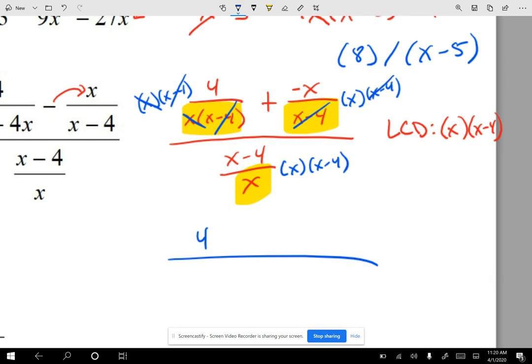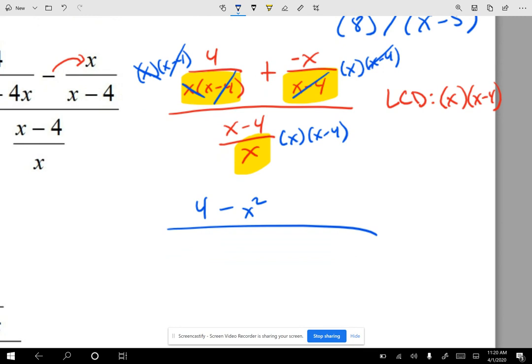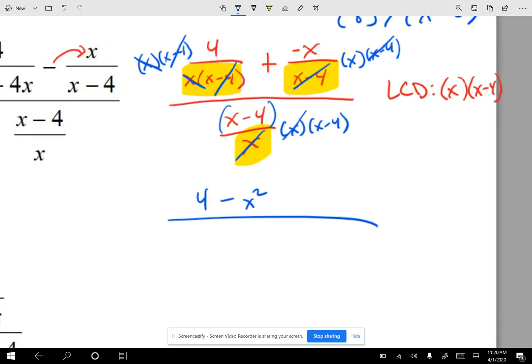Now negative x times x is going to give me negative x squared. Here at the bottom, the x with the x cancel out. So I must multiply x minus 4 times x minus 4. So let me distribute the x first. The x from the first parentheses to the second parentheses, that's going to give me x squared minus 4x. Now let me distribute the negative 4. That's going to give me negative 4x plus 16.